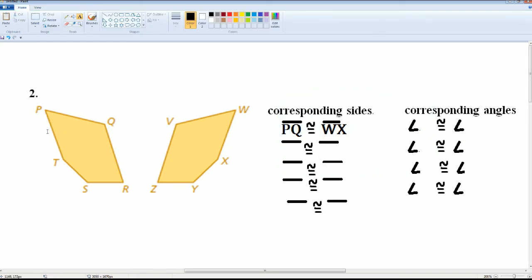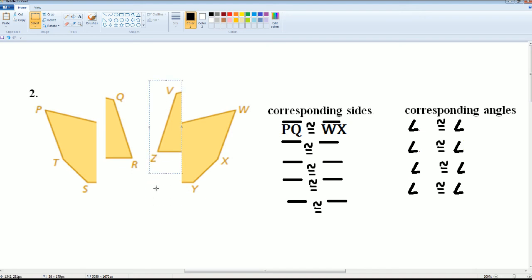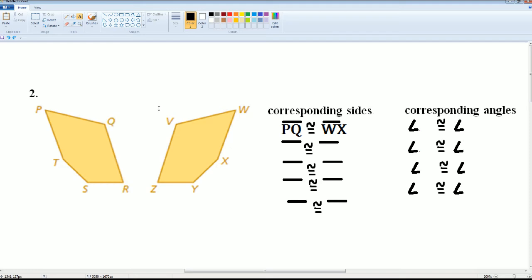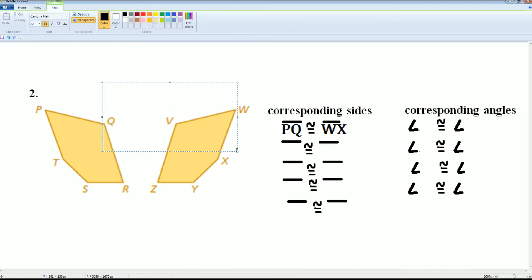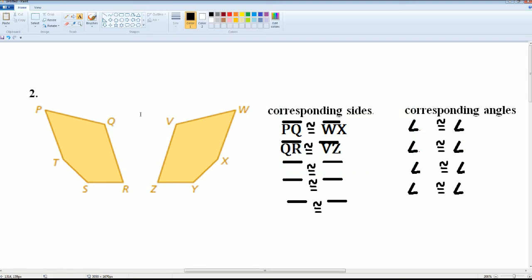Next one, the sideways one, that looks like QR is going to match up with VZ. So that is going to be QR, VZ. Drop that right there. You see, these are just the lines.